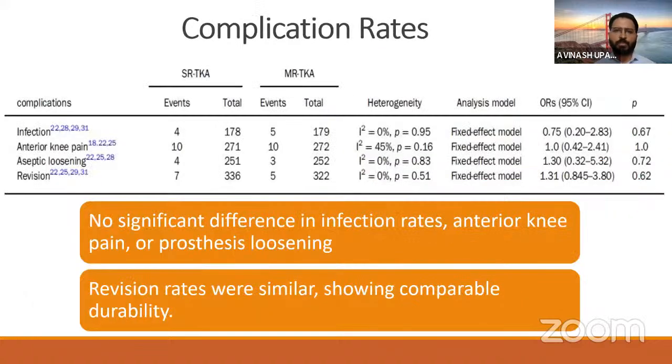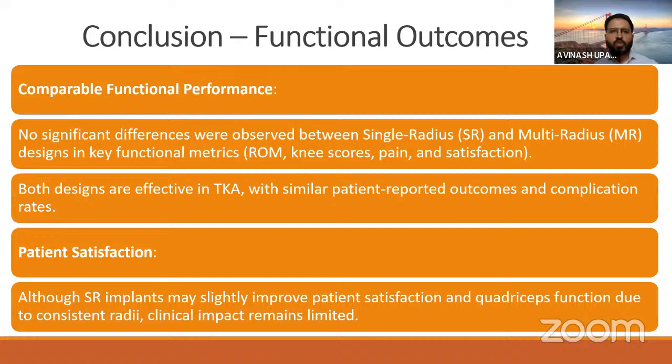As far as the complication rate was concerned, there was no significant difference between the two implant designs. I would like to conclude by saying no significant difference was observed between single radius and multi-radius in key functional metrics like range of motion, knee scores, pain and satisfaction scores. Both designs are effective in total knee arthroplasty with similar patient-reported outcomes and complication rate, although the single radius implant may slightly improve patient satisfaction and quadriceps function post-operatively.